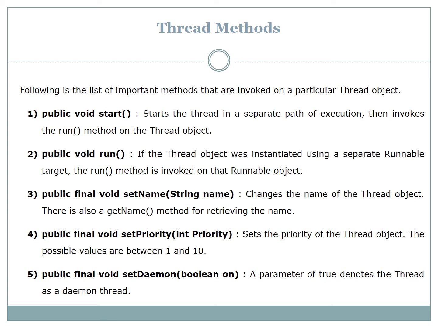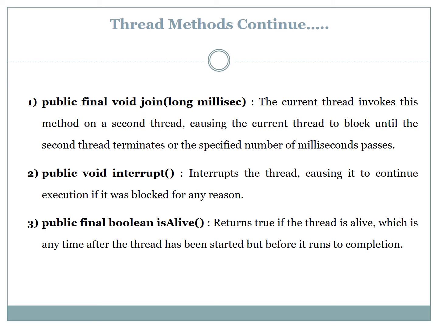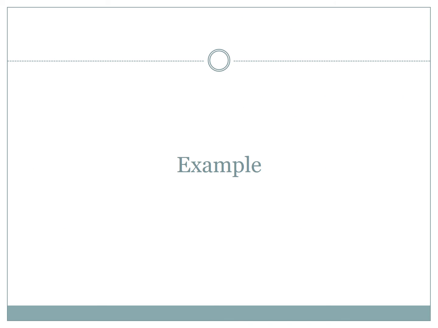Public final void setPriority. Sets the priority of the thread object. The possible values are between 1 and 10. Public final void setDaemon. A parameter of true denotes the thread as a daemon thread. Public final void join. The current thread invokes this method on a second thread, causing the current thread to block until the second thread terminates or the specified number of milliseconds passes. Public void interrupt. Interrupts the thread, causing it to continue execution if it was blocked for any reason. Public final boolean isAlive. Returns true if the thread is alive, which is at any time after the thread has been started but before it runs to completion.